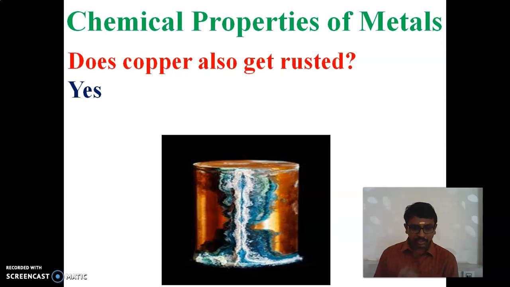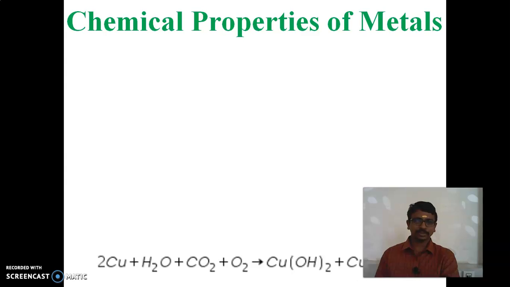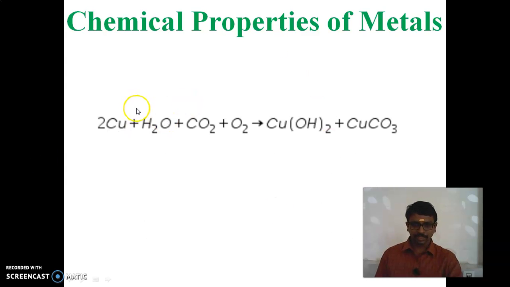So how does the rusting appear? What chemical reaction takes place? In rusting, the copper reacts with moist air. Moist means water molecules, that is H2O, and air means oxygen and carbon dioxide. In our atmosphere, oxygen gas is there and also carbon dioxide gas is there.